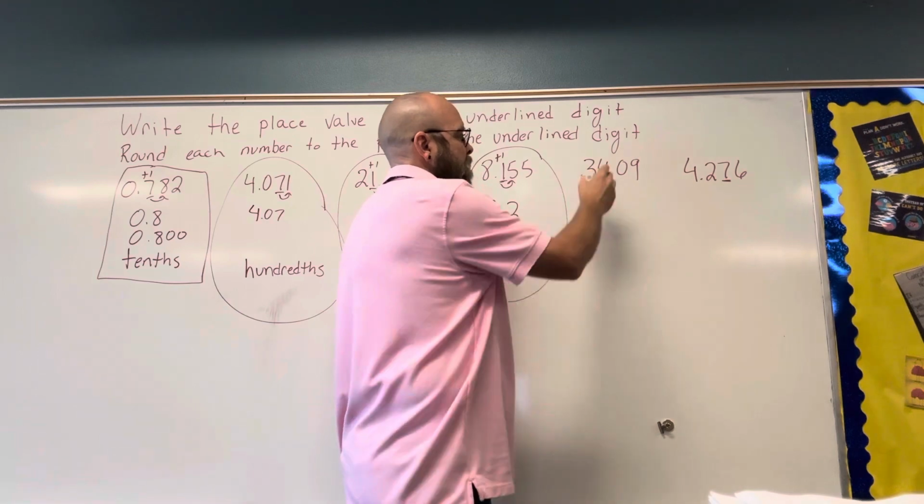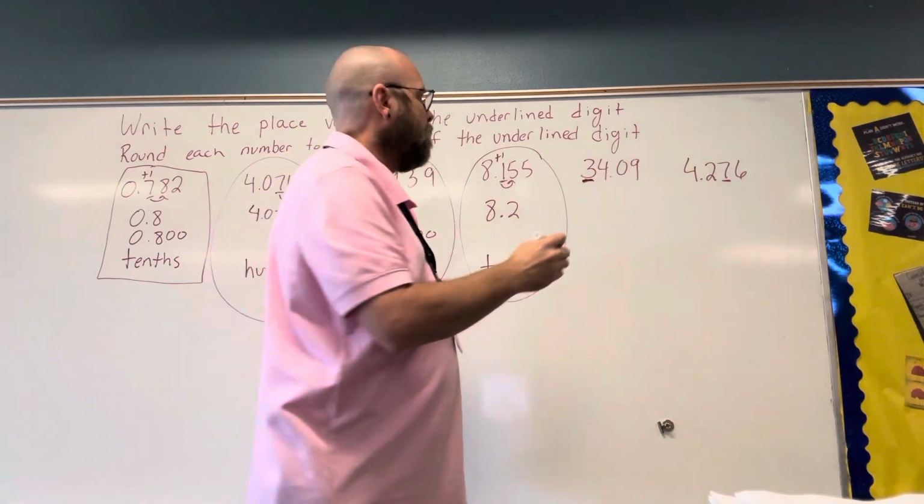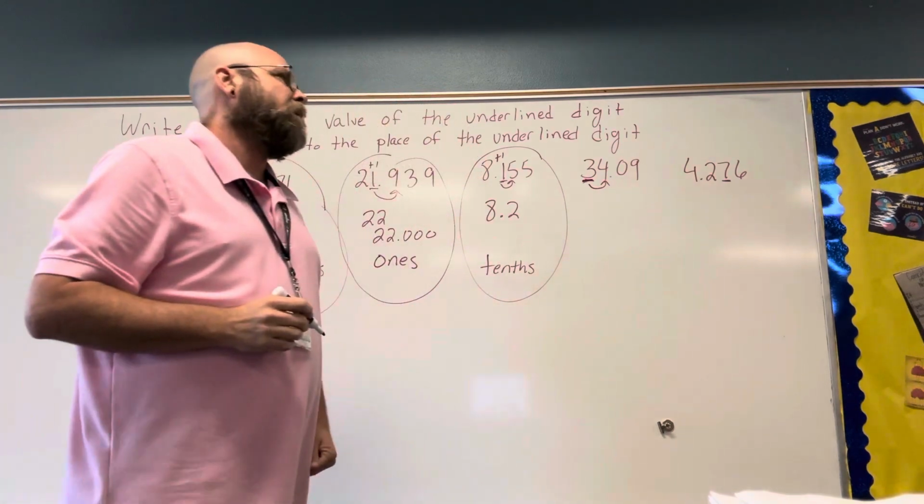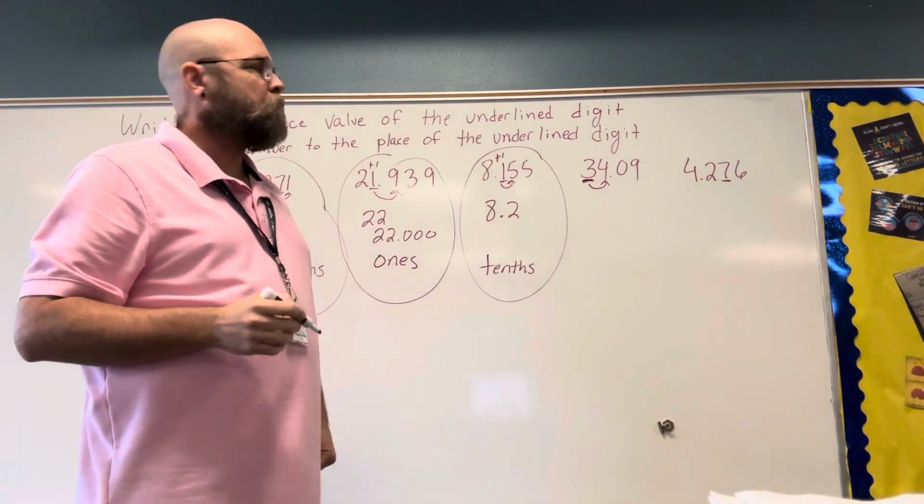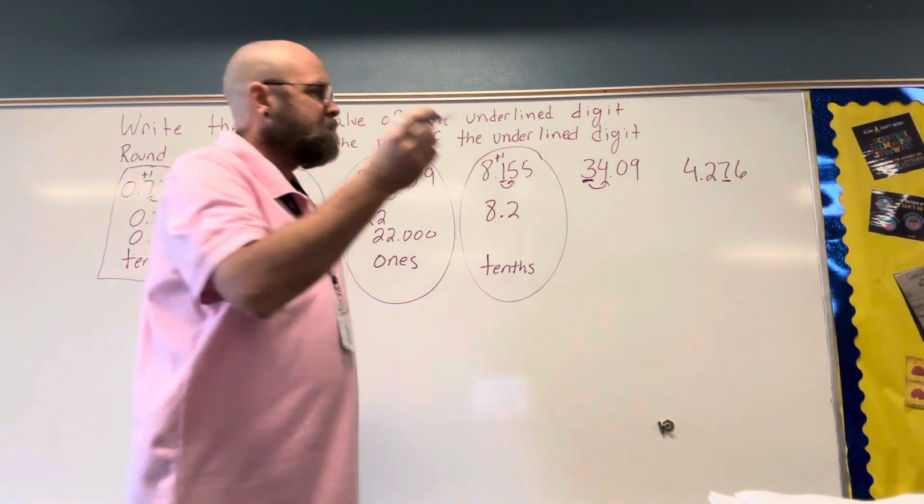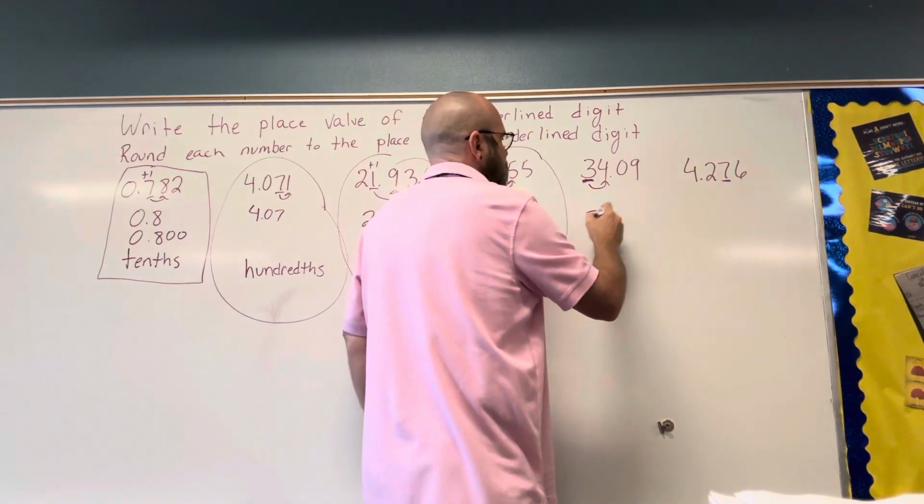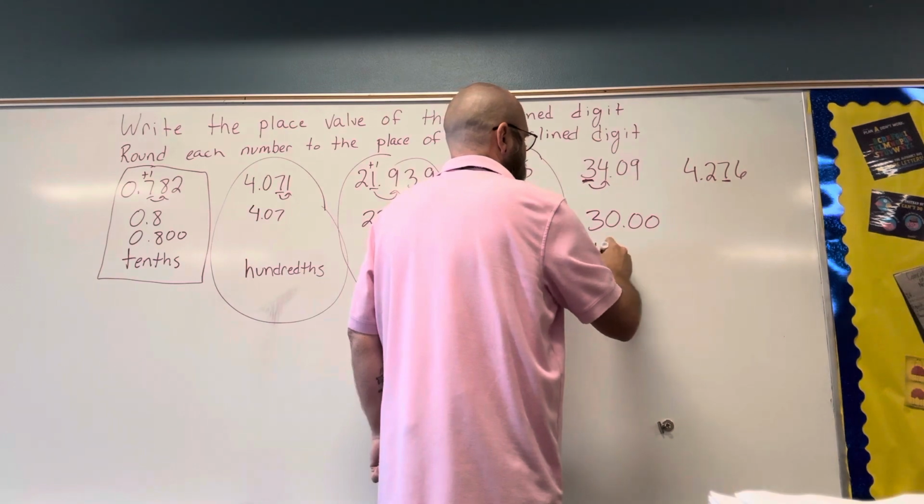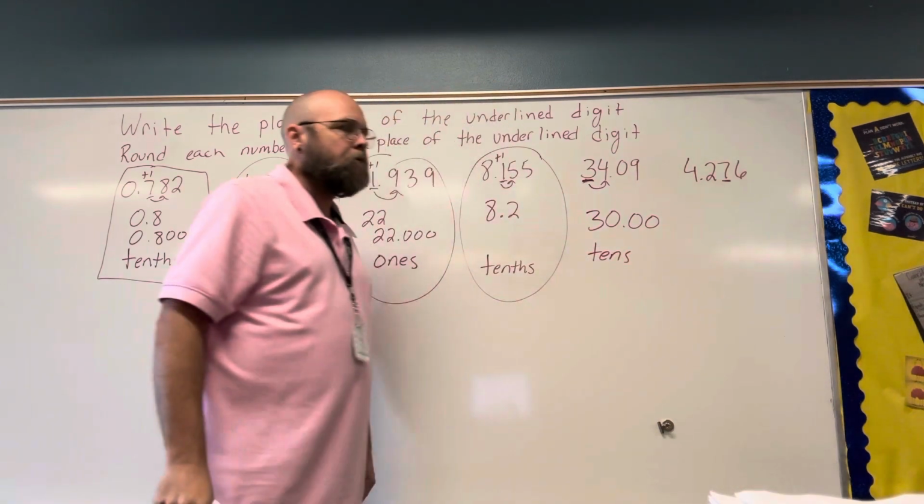This one, I'm rounding to the tens place. The tens place, 2 places in front of the decimal point. That means I look at the ones place. Since the number behind the tens place in the ones place is a 4, that means I leave the tens place exactly where it is, and it's going to be rounded to 30.